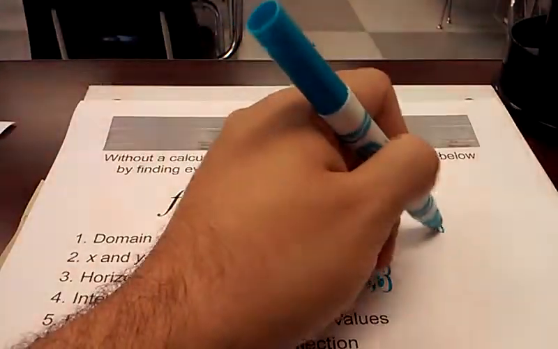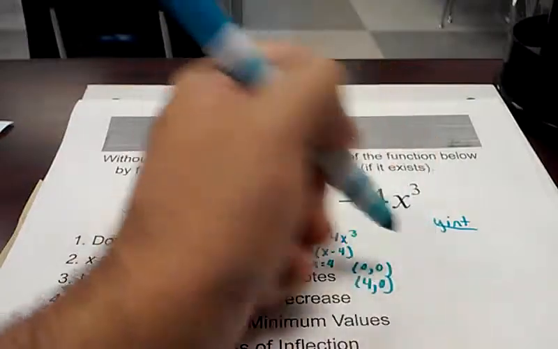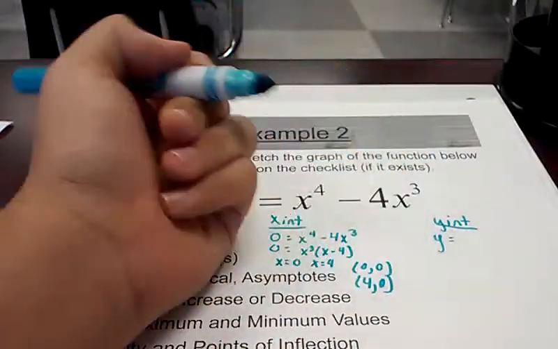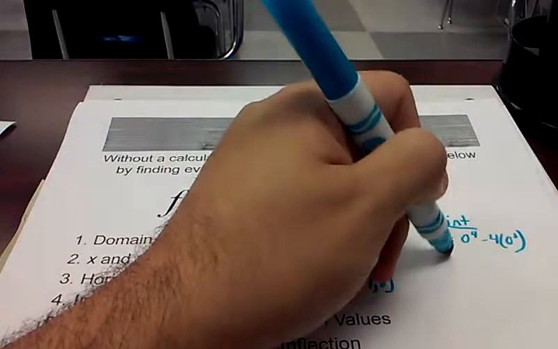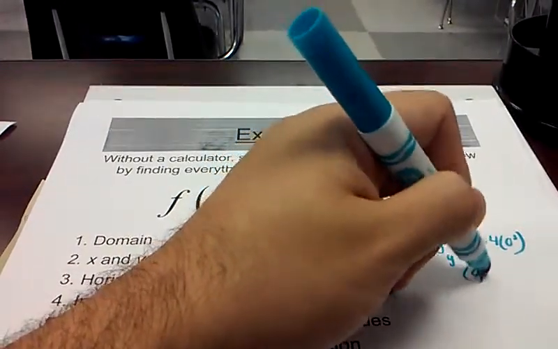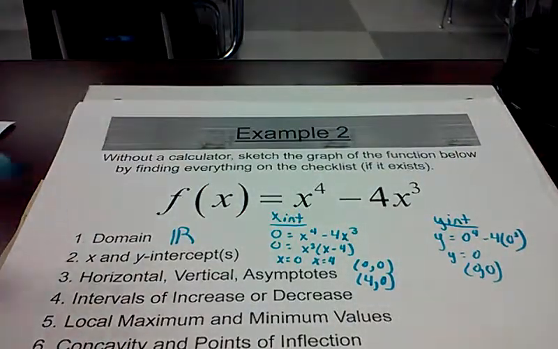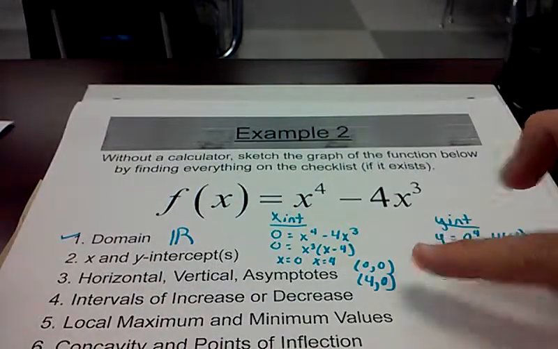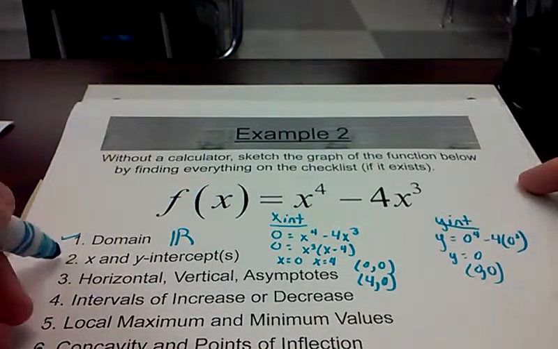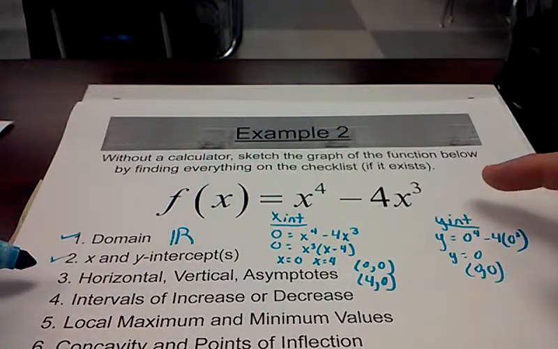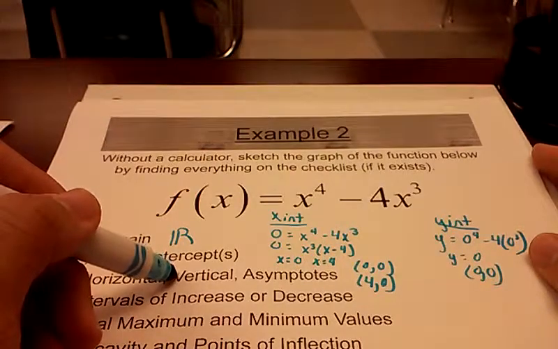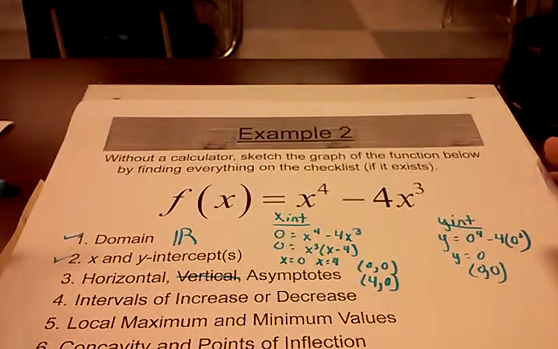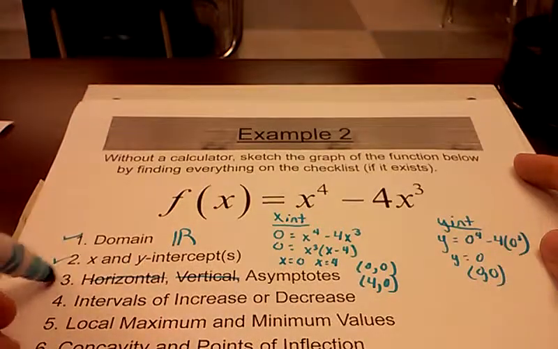To find my y-intercept, you set the x equal to 0, and you solve for y. Well, if you set x equal to 0 in this problem, you're going to get 0 minus 0, so y is 0, and my y-intercept would be (0, 0). So the domain is all real numbers, the x-intercepts are (0, 0) and (4, 0), and the y-intercept is (0, 0). Now, because this is a polynomial, there are no places where it's undefined, so there are no vertical asymptotes, and also there are no horizontal asymptotes. So we're good for this.